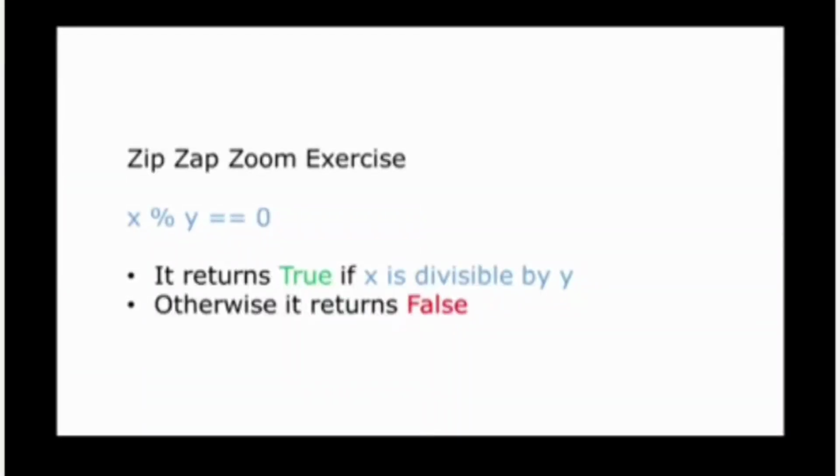Solve the Zip-Zap-Zoom problem. First we need to check whether a given number is a multiple of another number. X is a multiple of y if the remainder is 0 while dividing x by y.